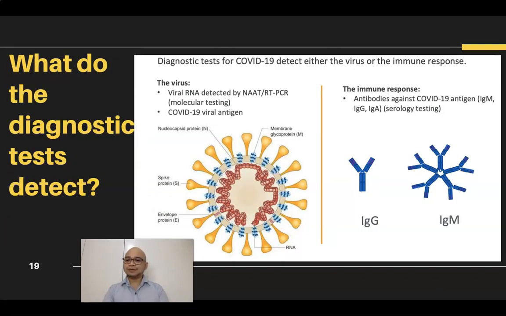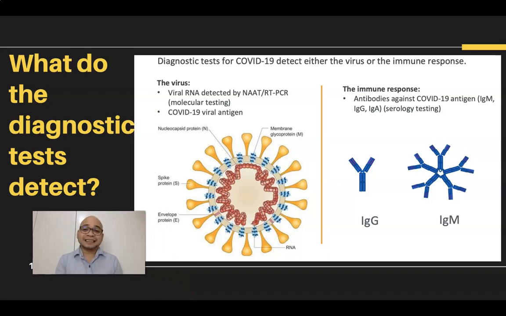So what do the diagnostic tests detect? As you can see, we have two main segments here. The first diagnostic test would detect the virus, and the second would detect the immune response itself. There are 2 types. We have the nucleic acid amplification technique, the general term for tests that require amplification of RNA or nucleic acid. RT-PCR is just an example of NAATs. And then the other one would be the COVID-19 viral antigen.